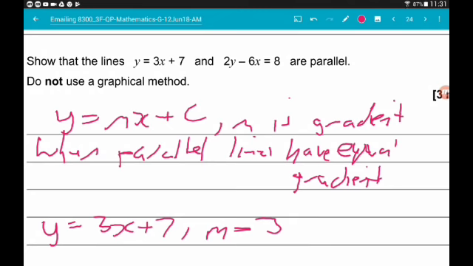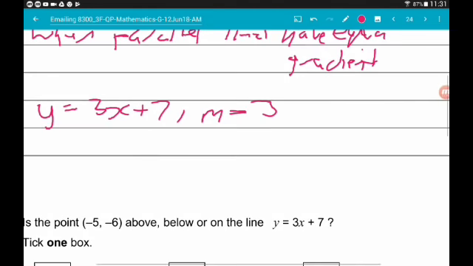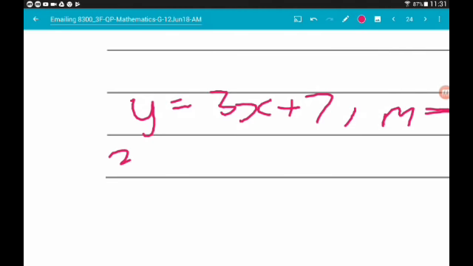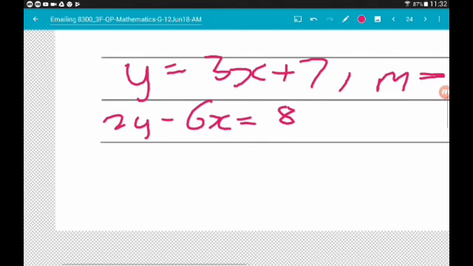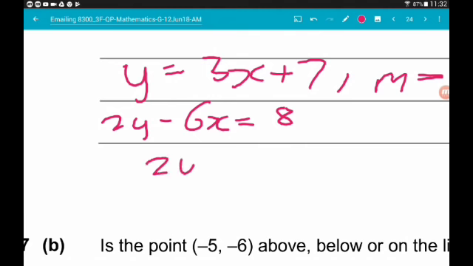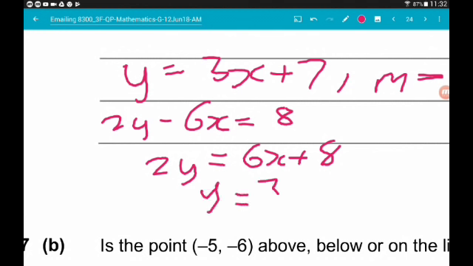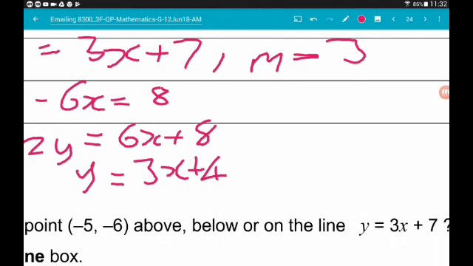So we've got 2y minus 6x is equal to 8. So we're going to add 6x to both sides. So we get 2y is 6x, add 8, and then we're going to divide through by 2. So we get y is 3x, add 4. So the gradient of this line is also 3. So they've got the same gradient, they are parallel.